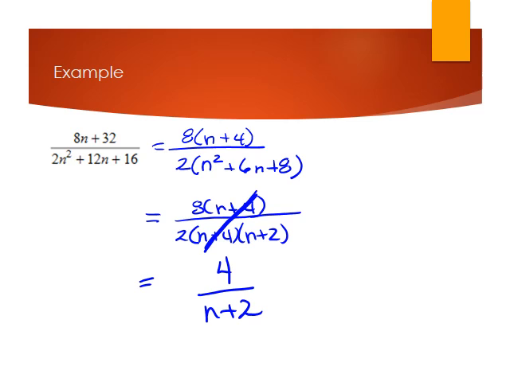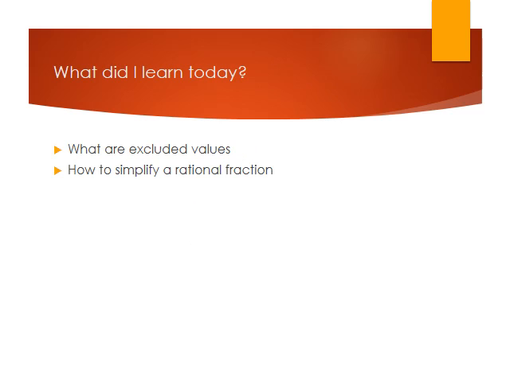Okay. So there is a couple examples of simplifying rational fractions. We talked about excluded values. They're excluded because the denominator can't be 0. And when we simplify, we factor first and then cancel any common factors.